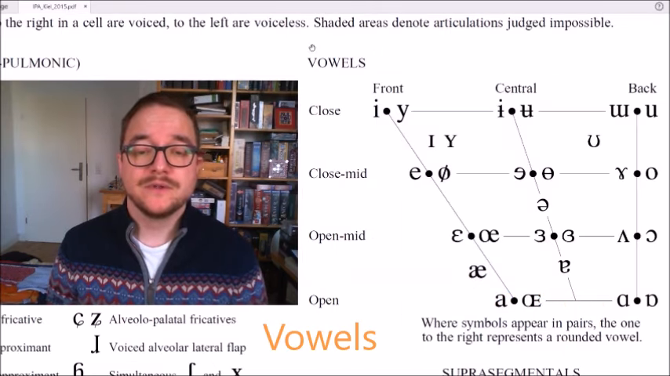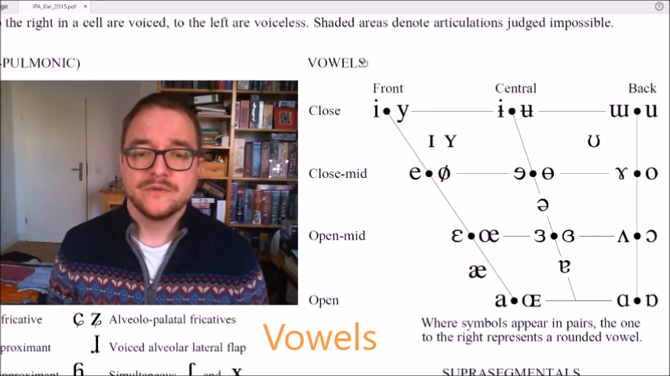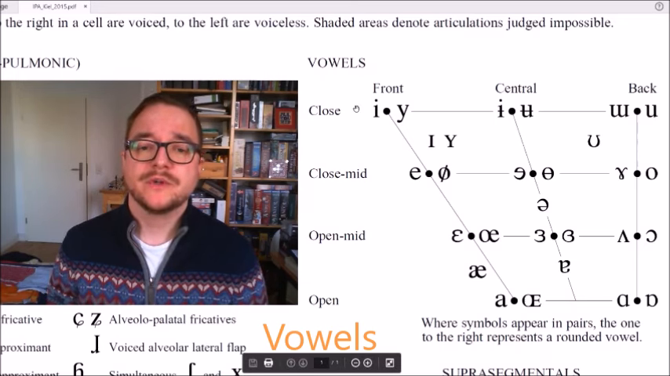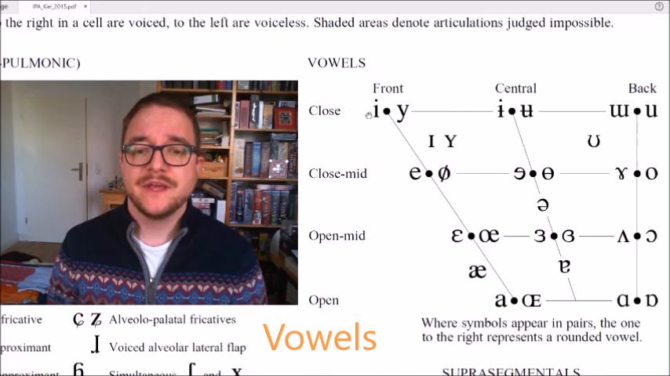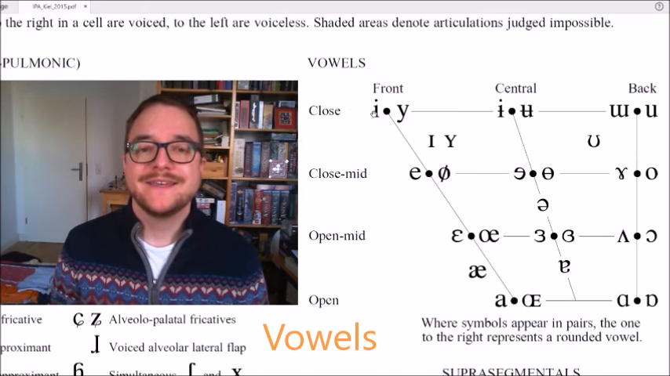We've reached the vowels. I'm going to present first the unrounded and then the rounded counterpart. I'm going to start with the front vowels. Each vowel I'm going to pronounce short and then long. The front vowels. I, i, u, u.